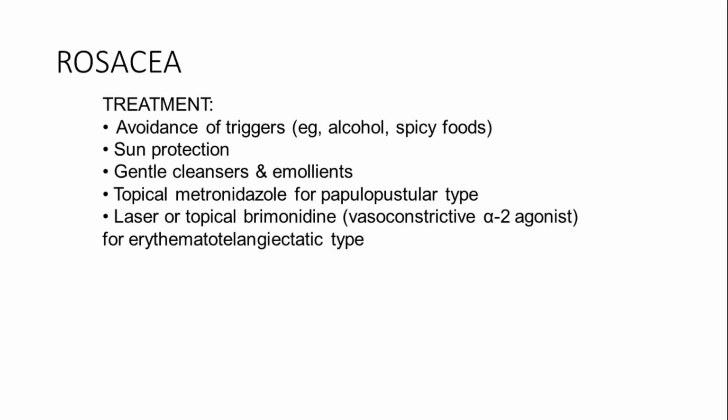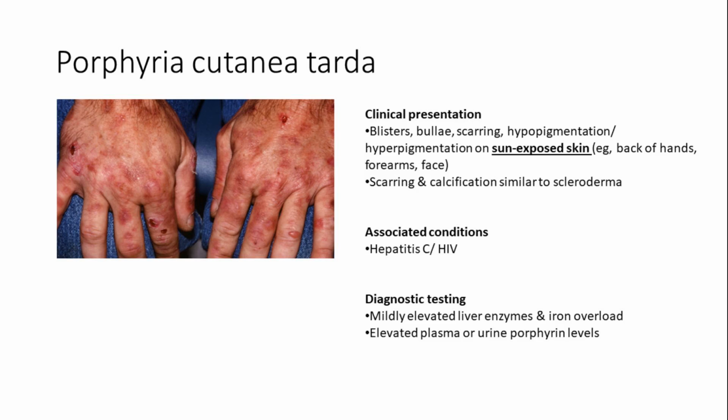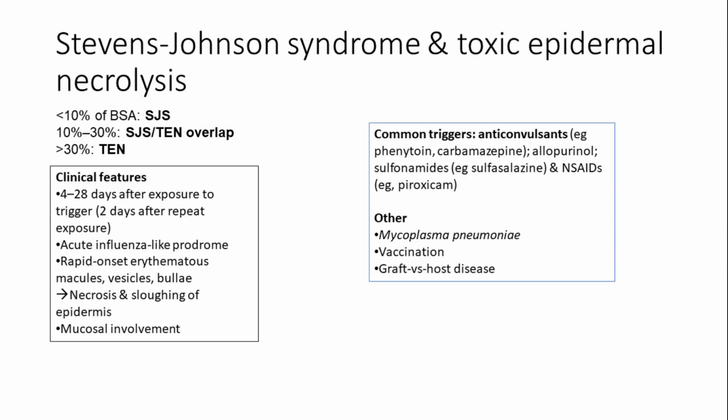Managing rosacea involves avoiding triggers, using sun protection, and applying topical treatments. Laser therapy may be considered for persistent cases. Porphyria cutanea tarda presents with blisters and hyperpigmentation on sun-exposed skin, often associated with liver conditions like hepatitis C.